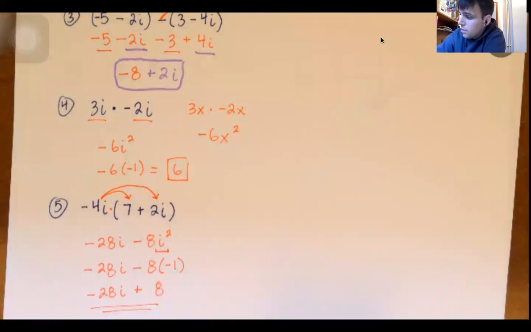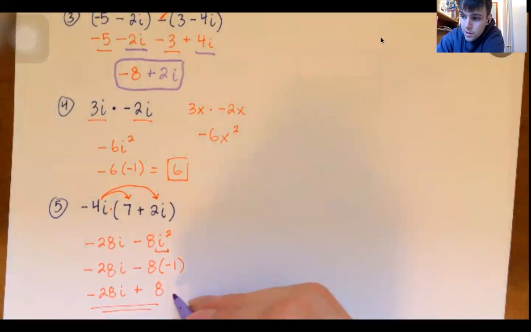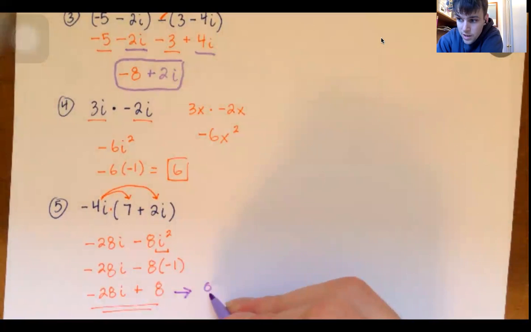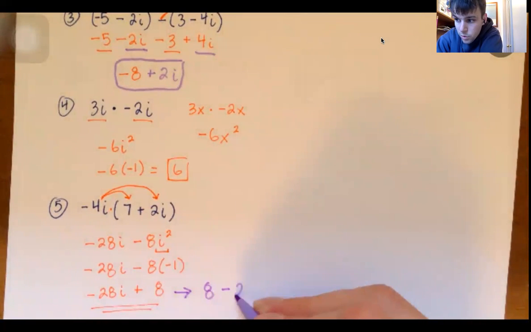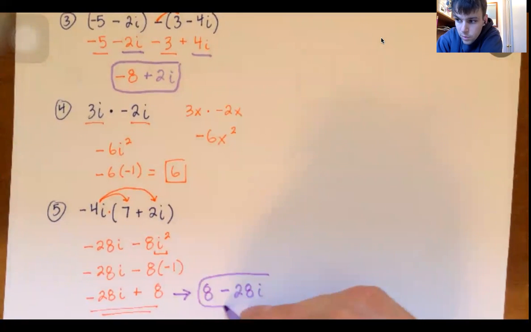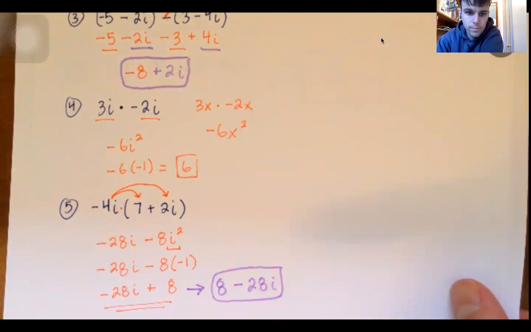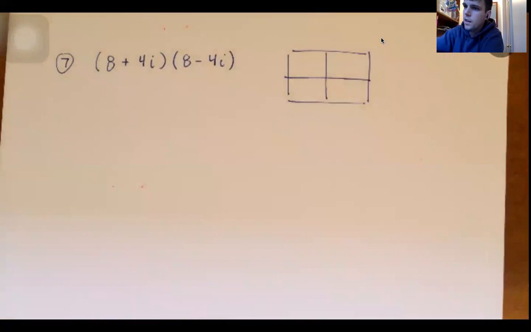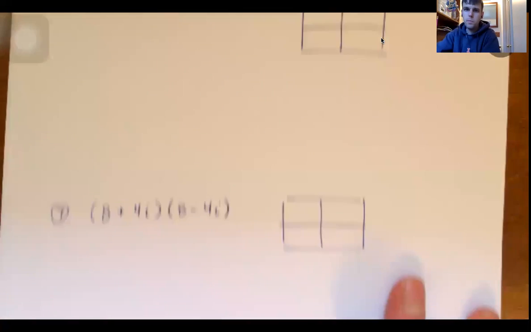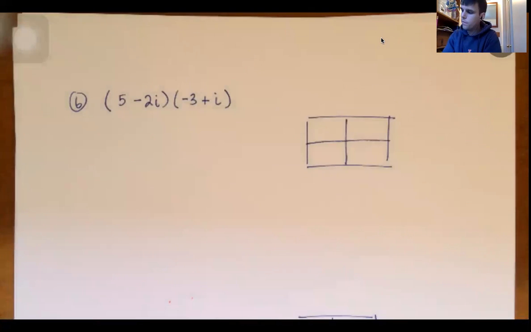But typically, we write complex numbers in the other order. We write the real part first, and then the imaginary part second. So 8 would go first. That's the real part, minus 28i. So I'm going to go ahead and do that because that's the way it would normally be done. All right. Just 2 more to look at here really quickly.